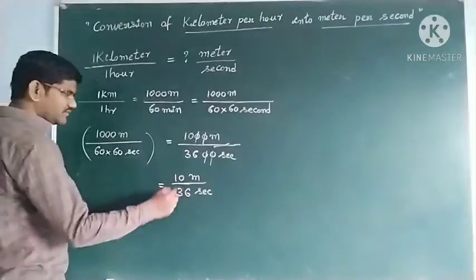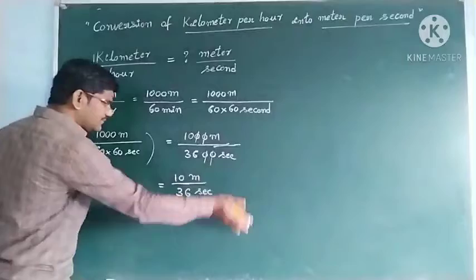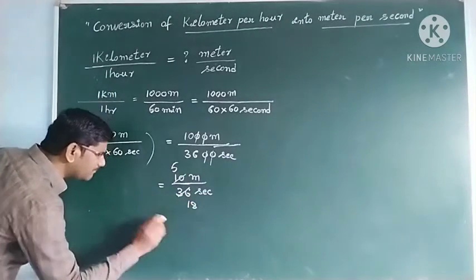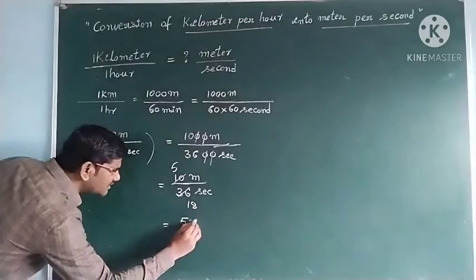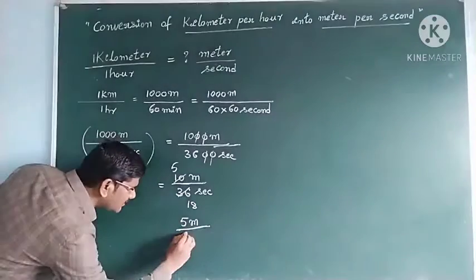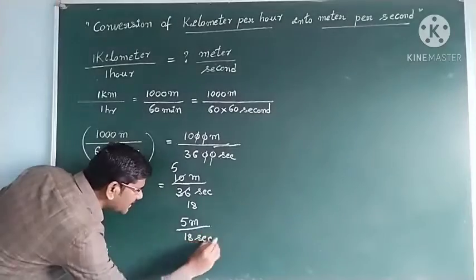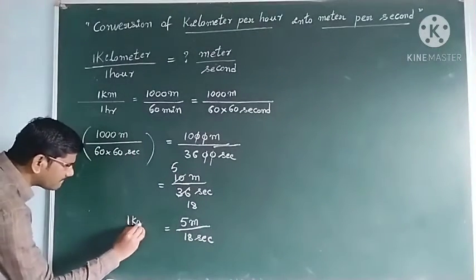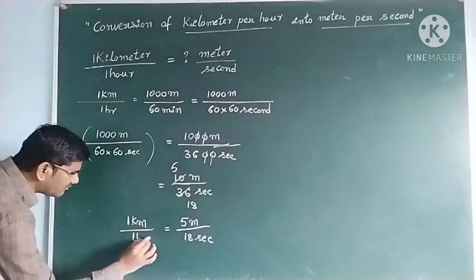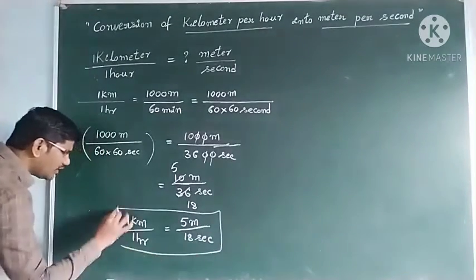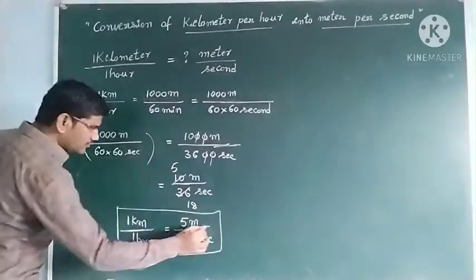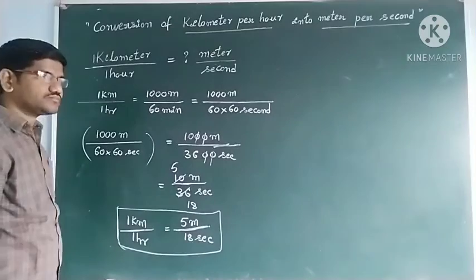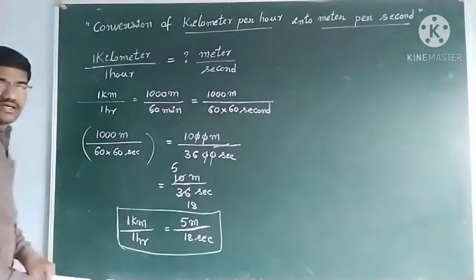Okay, students, then cut it with 2. 2 5s are 10, 2 18s are 36. Then what will you get, students? 5 meters by 18 seconds. So that is called 1 kilometer per hour. So 1 kilometer by 1 hour is equal to 5 by 18 meters per second. So like this you can convert the units.